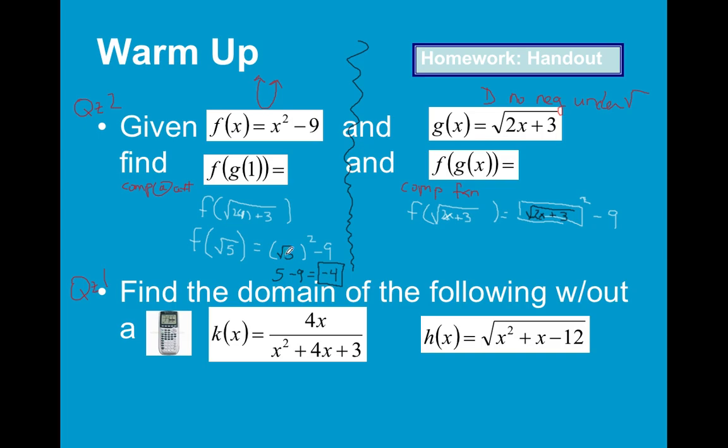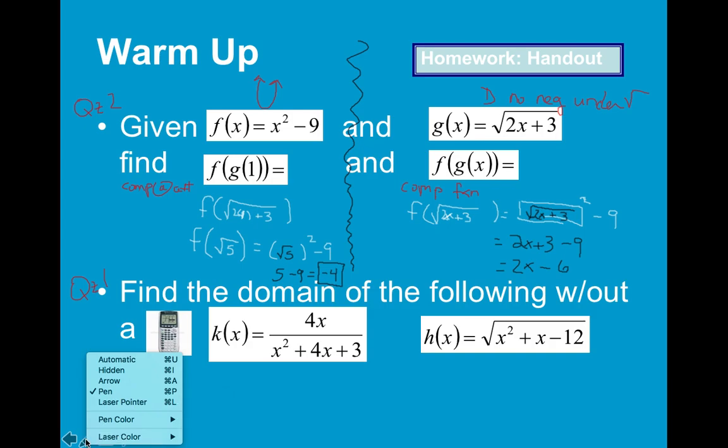But just like what happened with radical 5 squared and I got 5, here I have radical 2x plus 3 squared, which just gives me 2x plus 3, and then of course minus 9. So I get 2x minus 6. Now, look what happens. That's for any legal x. Nobody asked me about the domain, so I don't have to answer that question.